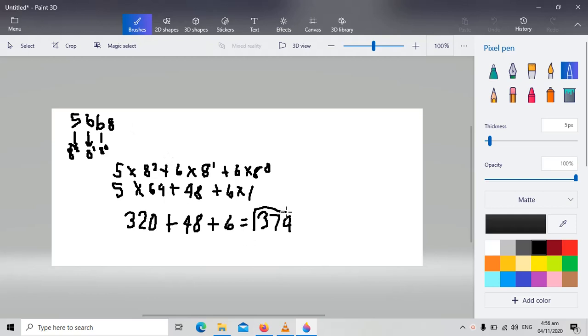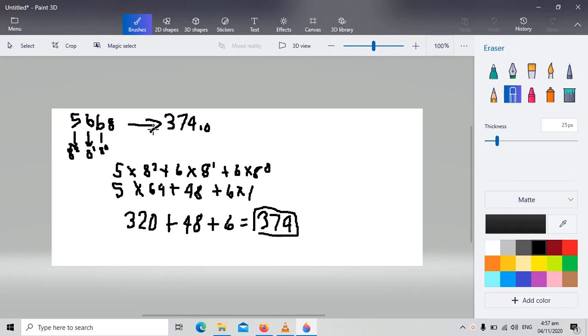Alright, now we got the decimal number of 566 with a base number of 8. So 374 with a base number of 10, because 10 is the base number of the decimal system. Let's try another one.